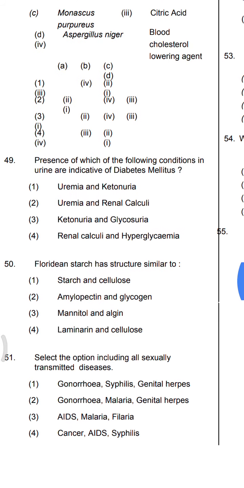Final 50th question. Floridean starch has structure similar to 1. Amylopectin and glycogen. 3. Mannitol and algin. 4. Laminarin and cellulose.